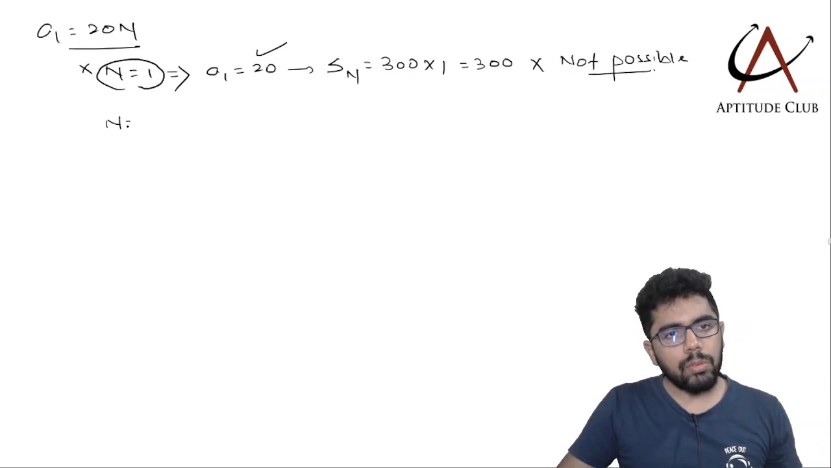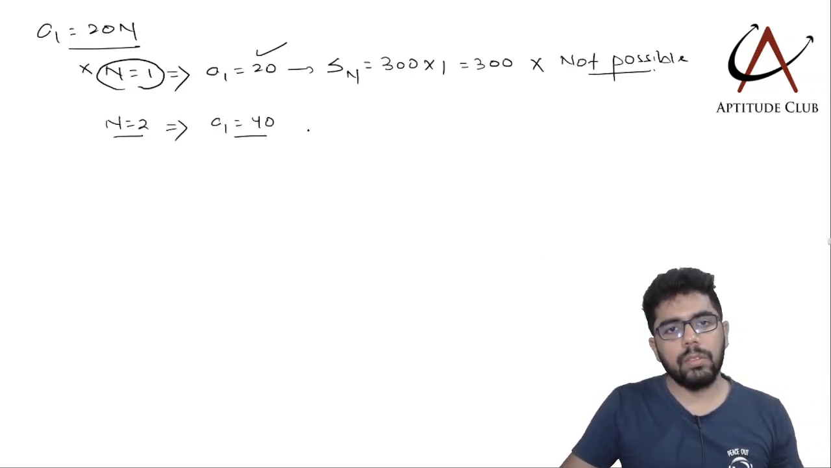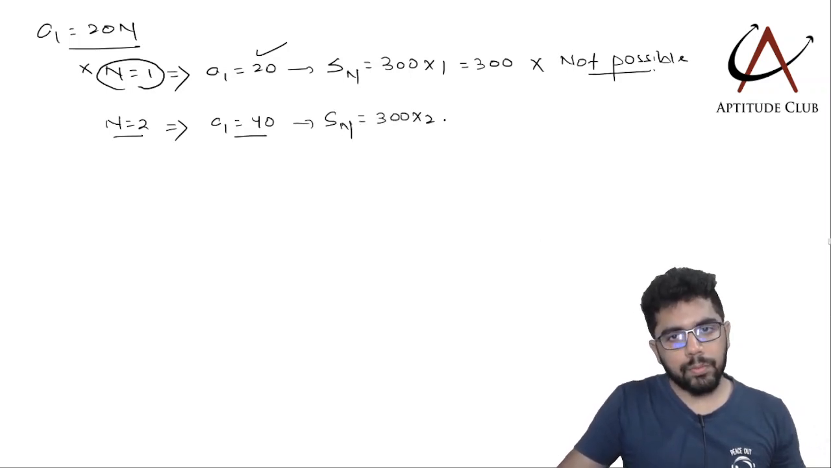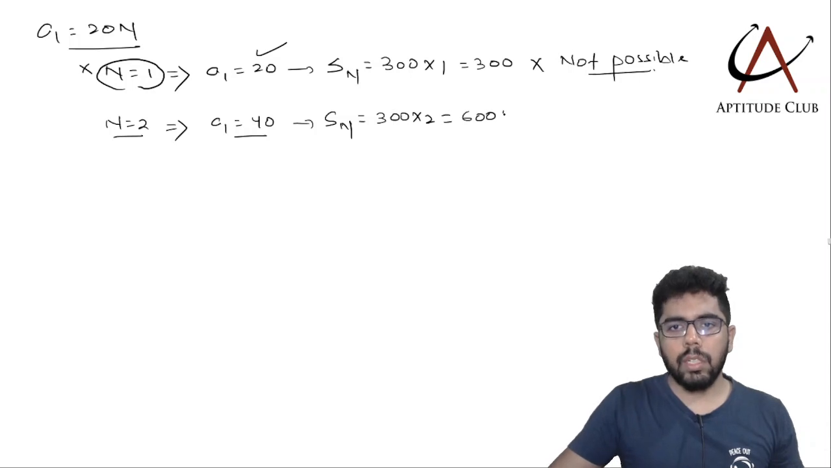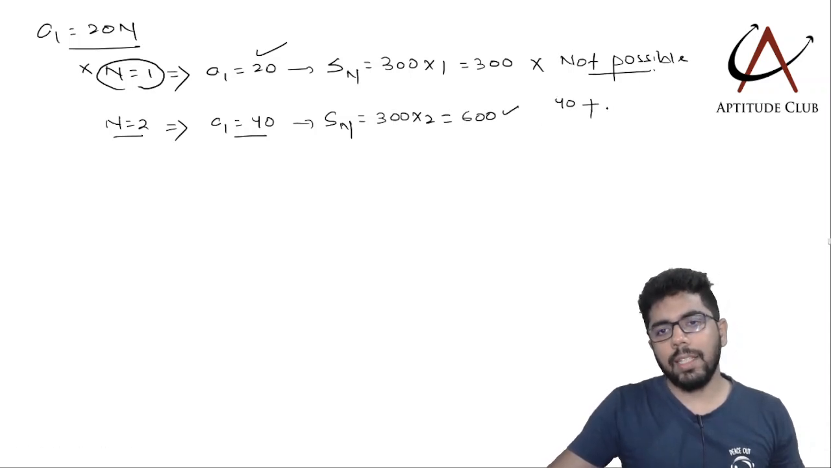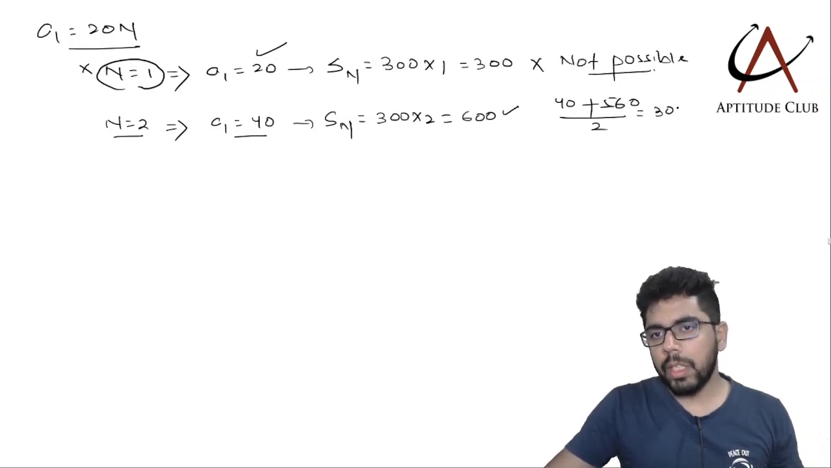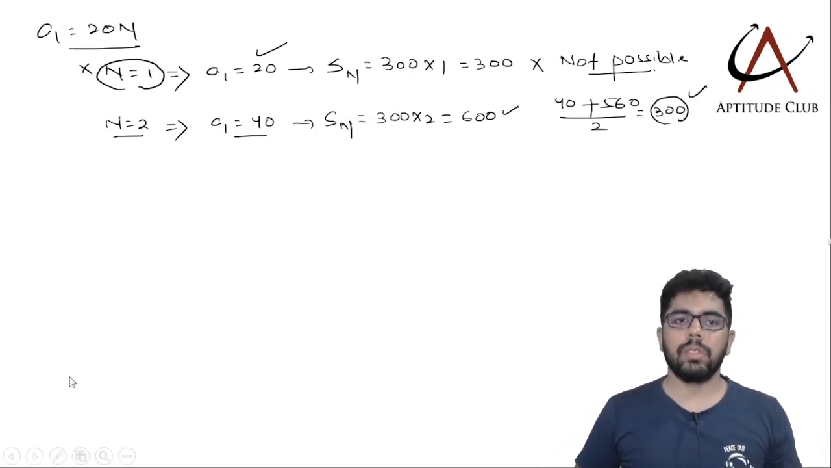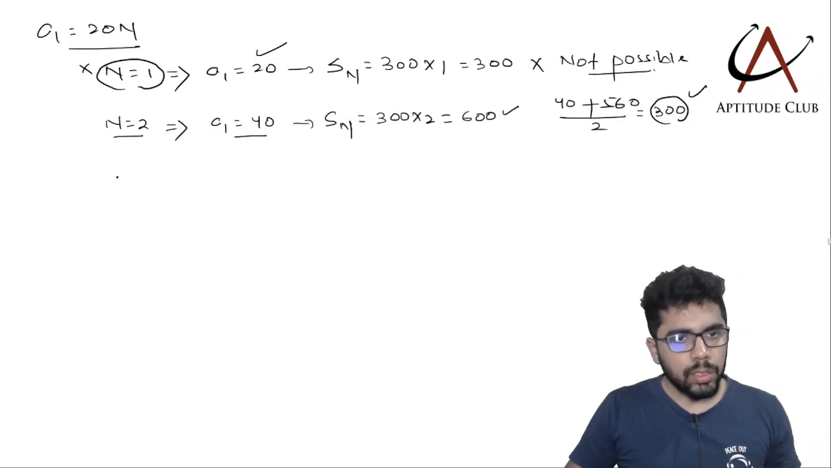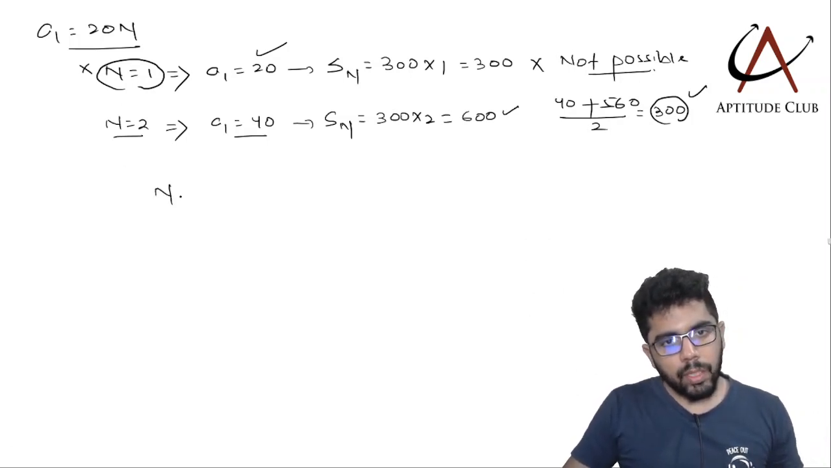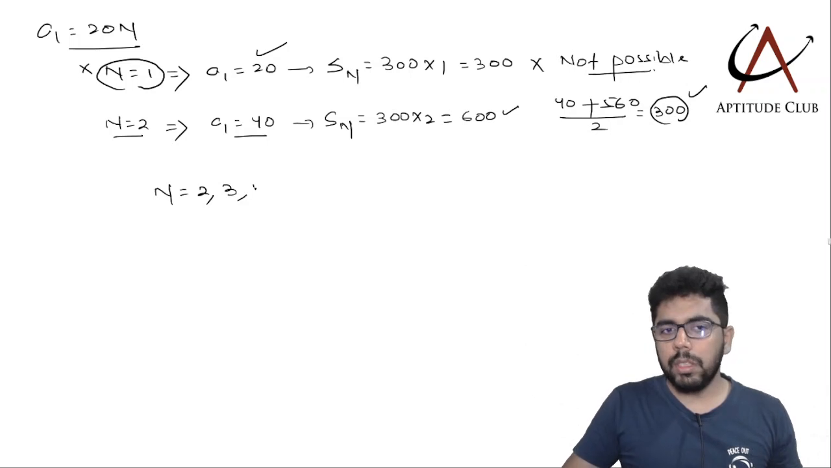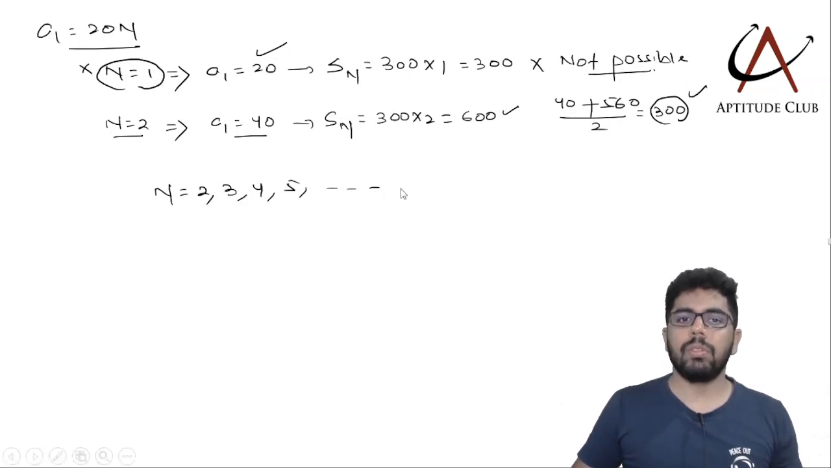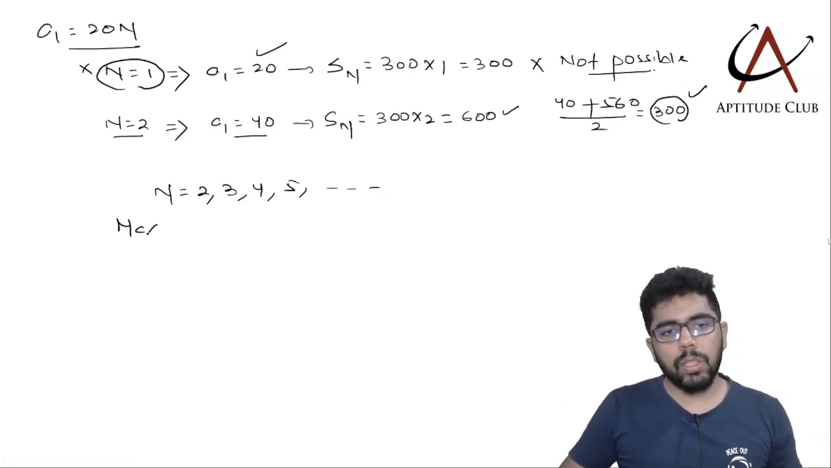Now can I take n is equal to 2? N is equal to 2 means a1 is equal to 40 and my sum has to be 300 into 2, which is 600. Now this is possible. 40, and let us say I take the other number as 560, divided by 2 I will get the average as 300. This is possible. So n can be 2. Accordingly n can be 2, it can be 3, it can be 4, it can be 5 and so on. I'll have to figure out what is the last point.